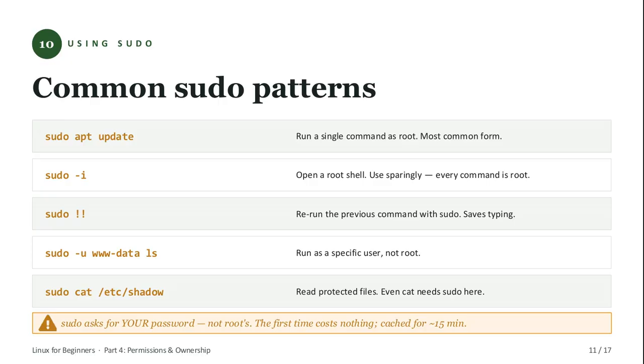You can also borrow another user's identity with -u, or use sudo to read protected files like /etc/shadow. And one detail that trips people up: sudo asks for your password, not root's. After that, it's cached for about 15 minutes, so you won't be retyping it constantly.